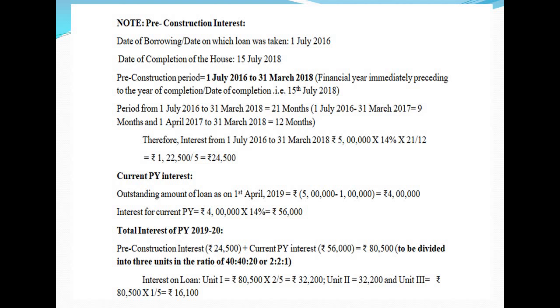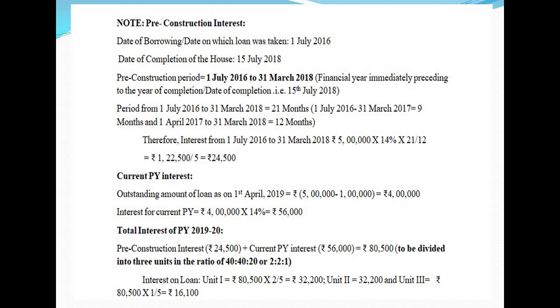The total interest from 1st July 2016 to 31st March 2018 will be rupees 5 lakhs, that is the amount of loan which has been taken, then the rate of interest 14%, then into 21 months, then divided by 12 to get it per annum. So we have 1,22,500. This total pre-construction interest will be allowed as deduction in 5 equal installments for 5 previous years. So for this current previous year it will be 24,500.